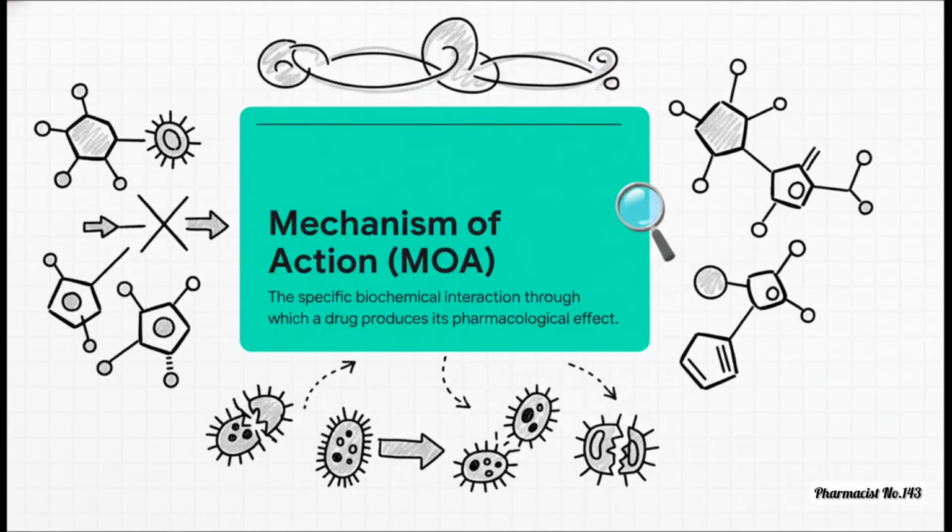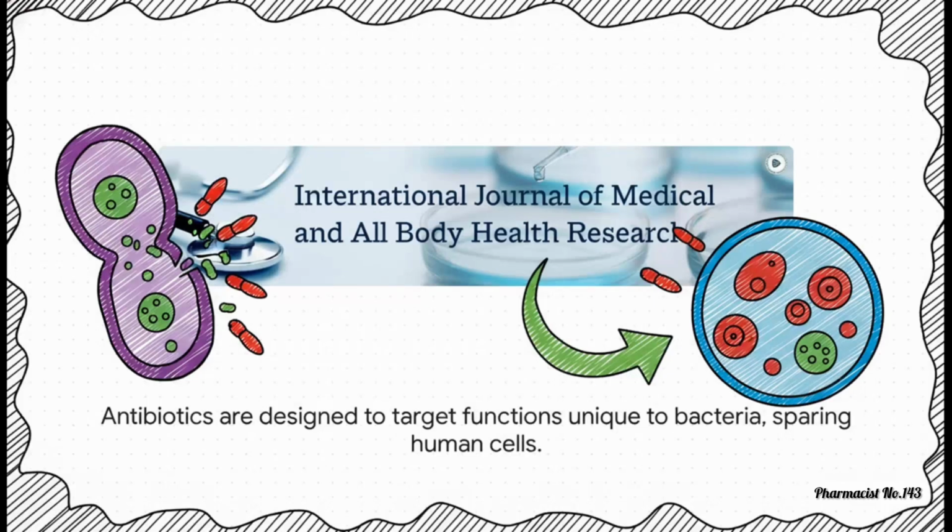So, what does that actually mean in scientific terms? The mechanism of action, or MOA for short, is the specific biochemical process that the drug messes with. It's the nitty-gritty of how one tiny molecule can stop a microbe dead in its tracks. And here is the real magic of antibiotics. It's something called selective toxicity. They are brilliantly designed to go after targets that are unique to bacteria, like their cell wall, which our human cells don't even have. This lets them kill the invaders while leaving our own cellular machinery pretty much untouched.